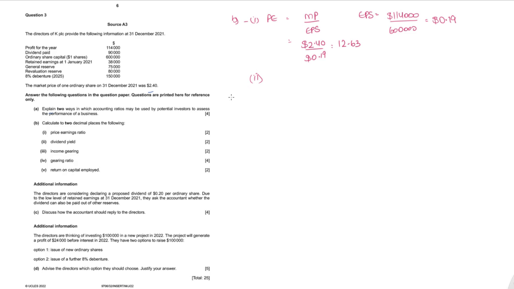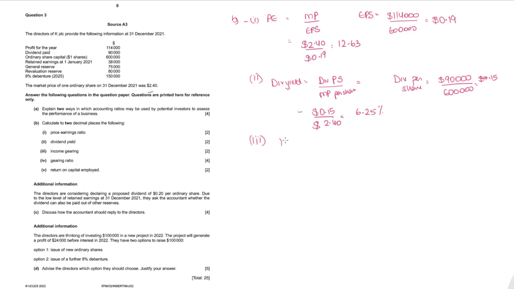Then we have dividend yield. Dividend calculated as a percentage of the market price of the share. So dividend yield is equal to dividend per share divided by market price per share. So how much is dividend per share? See, dividend paid is 90,000. Okay, let's calculate here. Dividend per share is equal to $90,000 divided by 600,000. So $0.15. So dividend yield becomes $0.15 upon $2.40, which is 6.25%.